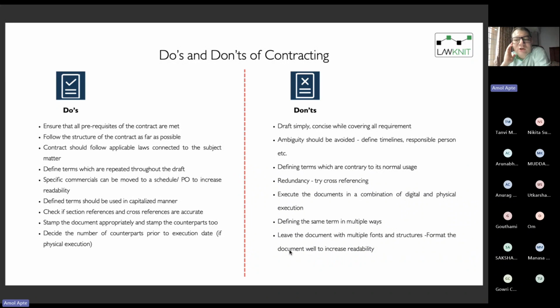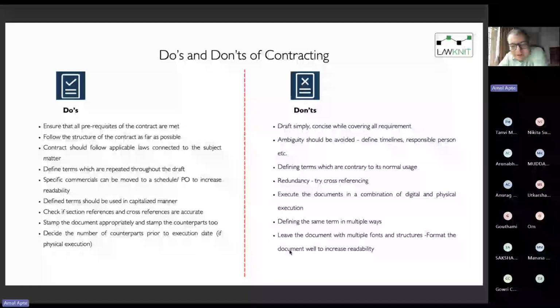Defining terms which are contrary to their normal usage. While I said that the definition clause should cover the definition of the terms that are used, and definitions should be what you think they should mean, it doesn't mean that you use a term in a sense which is very different or contrary to the normal usage, because it will just confuse the other parties or even the interpreters.